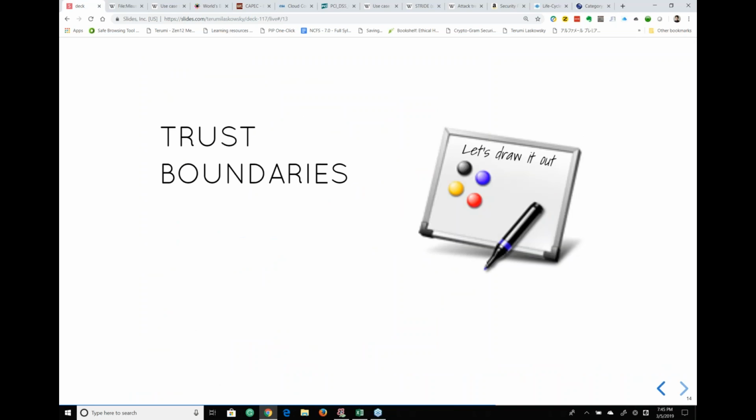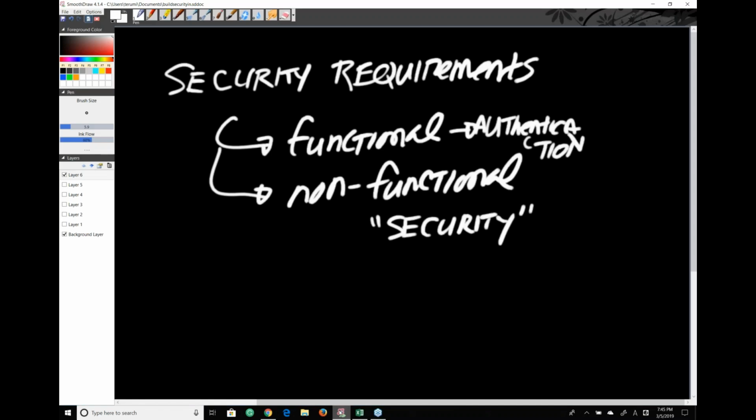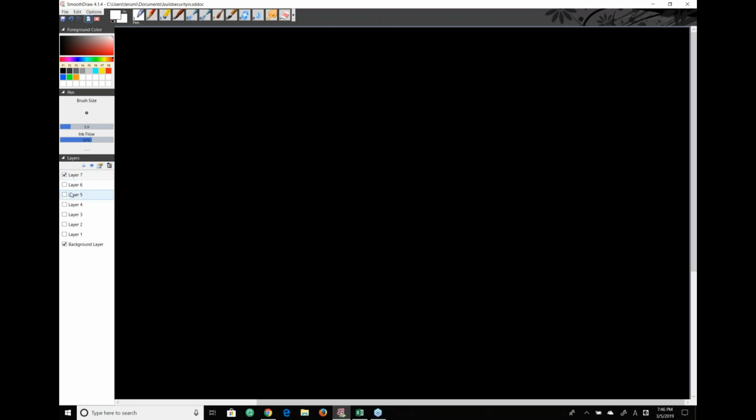But before getting there, we'll get there, okay? We need to talk about what's called trust boundaries, okay, trust boundaries. So these are flow diagram boundaries that identify a security profile, okay? So that sounds kind of cryptic, but it's a pretty simple concept. So here we go. A flow diagram is a diagram of your application, right, or your system. And you show the flow of data through your application.